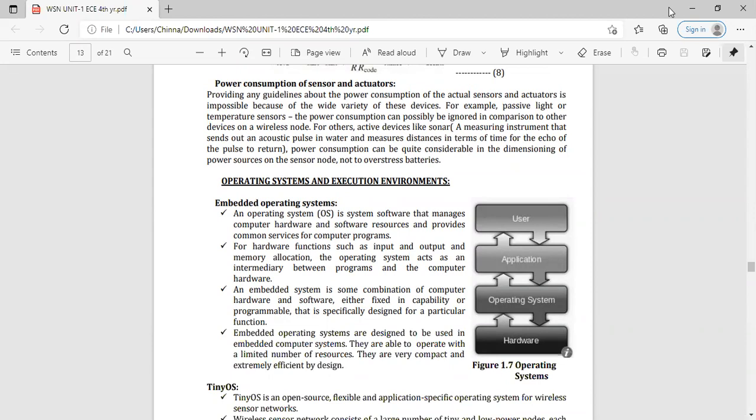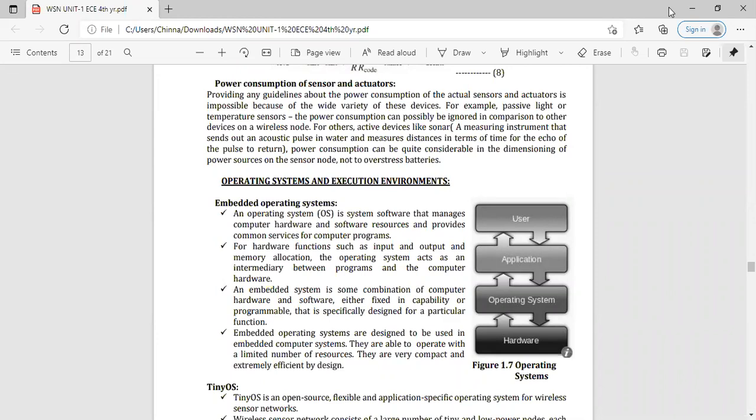Coming to the power consumption of the sensor and accumulator, providing guidelines about the power consumption of the actual sensor and accumulator is impossible. Exactly how much power will be consumed by the sensor we can't identify, because of the wide variety of devices used. Small tiny devices consume very low power, and some big sensors will consume more. Okay, for example, here they give some examples.